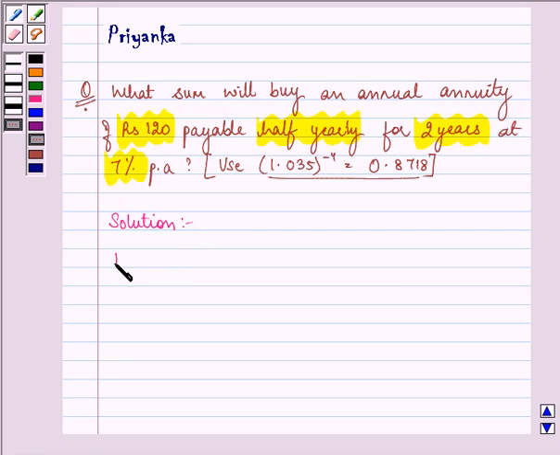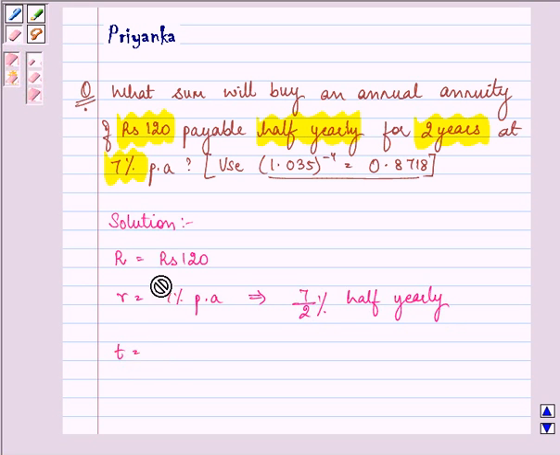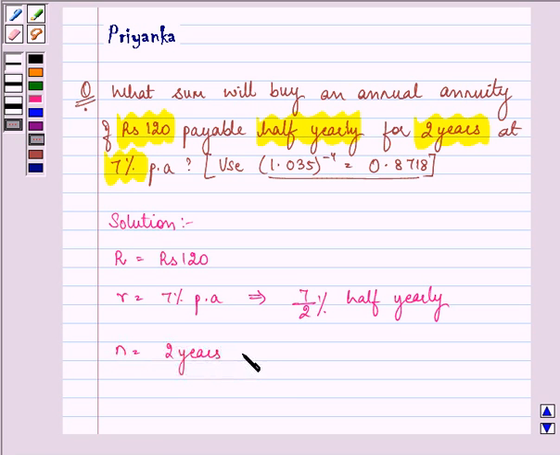Well, we are given R, that is the periodic payment towards this annual annuity, as Rs. 120. We are given the rate of interest as 7% per annum. That implies it will be 7 upon 2% half yearly, right? And we are given the time, N, as 2 years, or it will be 2 into 2, that is 4 half years.